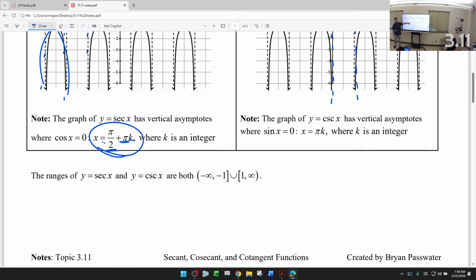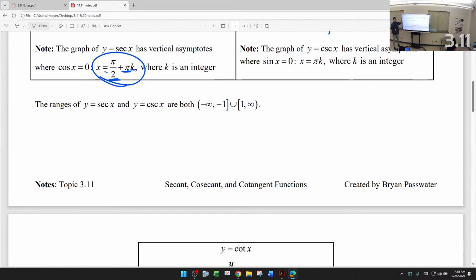It starts at pi for sine. Sine is 0 at pi. Cosine is pi over 2, and 3 pi over 2, which is pi away. So pi over 2, pi away, pi away, pi away, pi away. Whereas sine is 0, pi away, pi away, pi. Uh-oh, sorry.